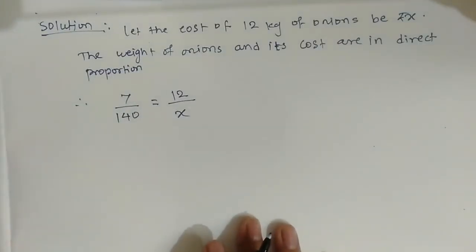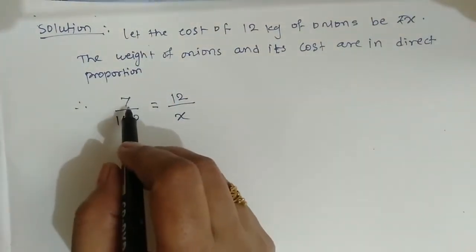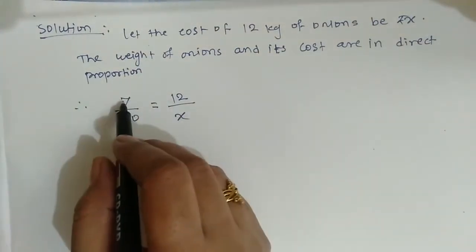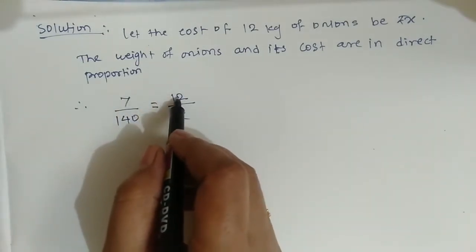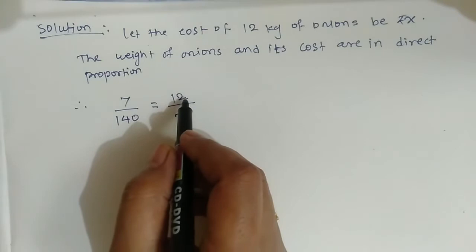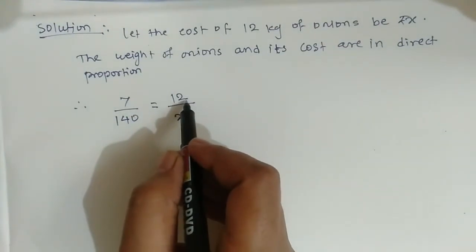Please all the students, if we write the weight of onions at the numerator, then in the second instance we have to write the weight of the onions at the numerator. Understood?